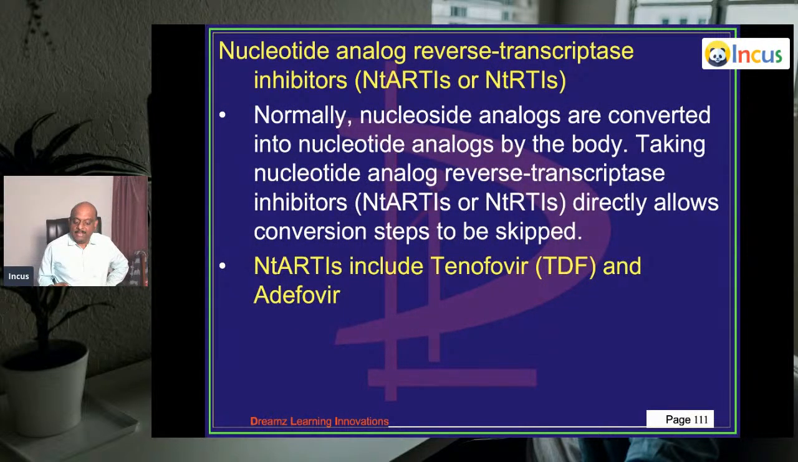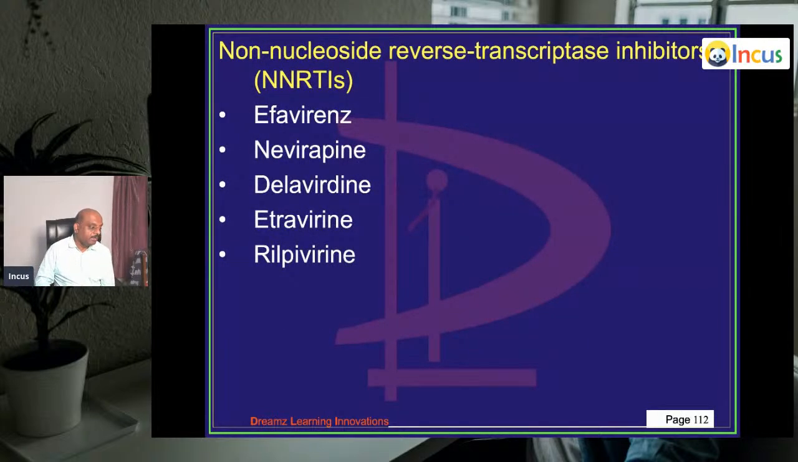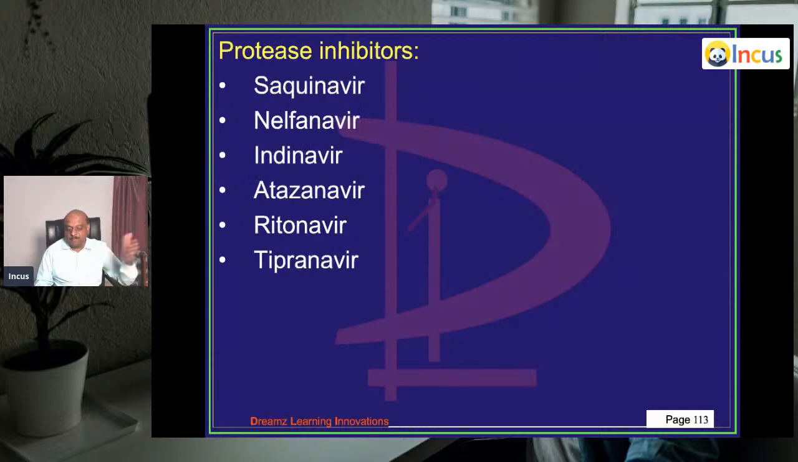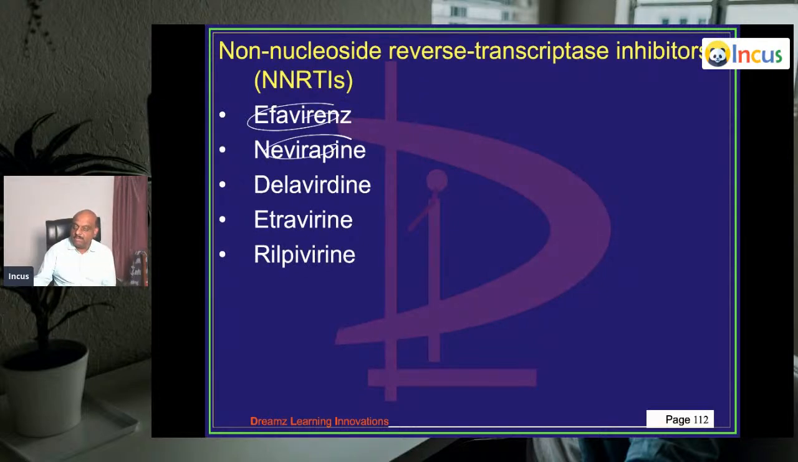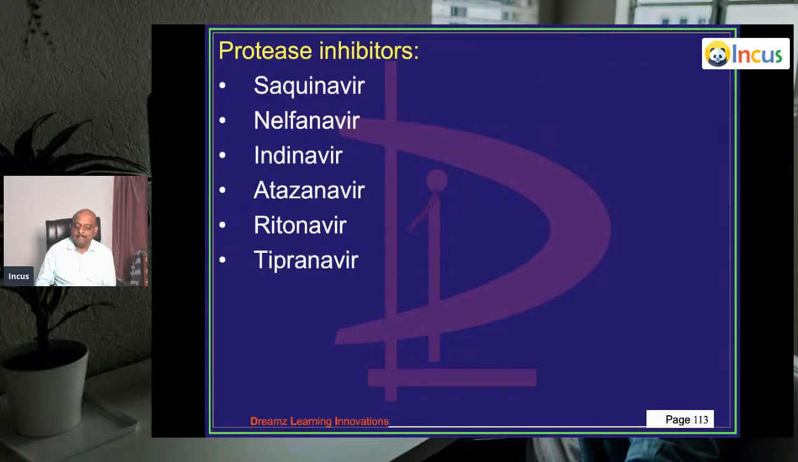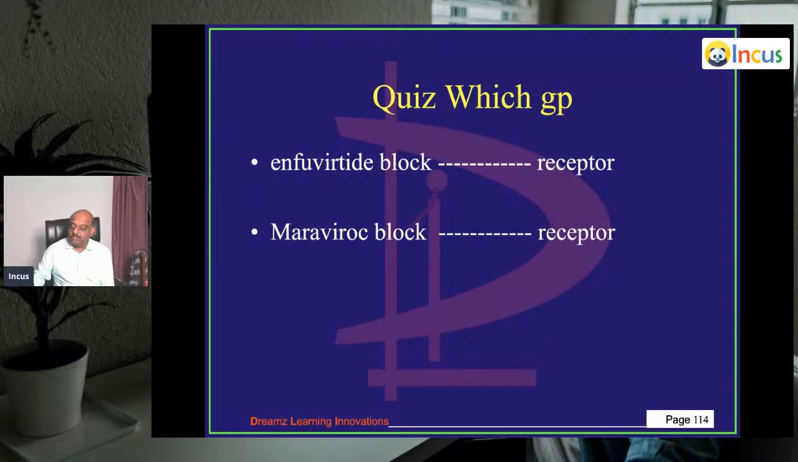Then similarly, you have the nucleotide analog reverse transcriptase inhibitors. So the nucleotide analog reverse transcriptase inhibitors include tenofovir and adefovir. The non-nucleoside reverse transcriptase inhibitors: efavirenz, nevirapine, delavirdine, rilpivirine, etc. Protease inhibitors: saquinavir, nelfinavir, indinavir, atazanavir, ritonavir, tipranavir, they're all considered to be the protease inhibitors, is what you should remember. Now, this is one of the favorite questions of the examiner.